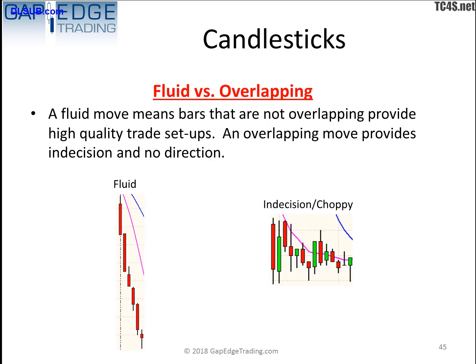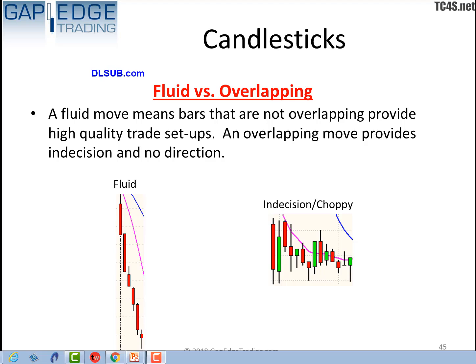Why are they high quality setups? Because when a stock moves in a fluid move down or up where the bars aren't overlapping, it creates an easy avenue for the stock to retrace because there's less resistance to the left. And those are the type of setups we're looking for.